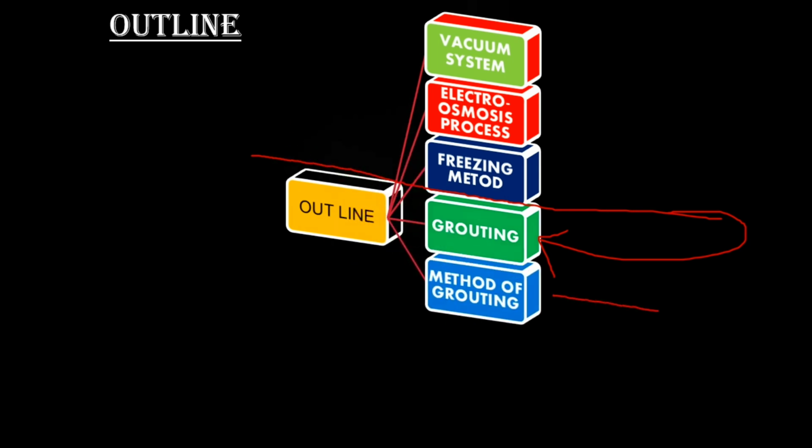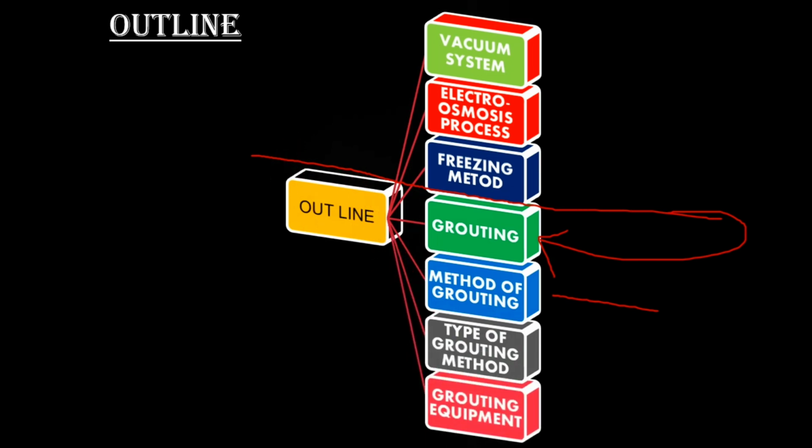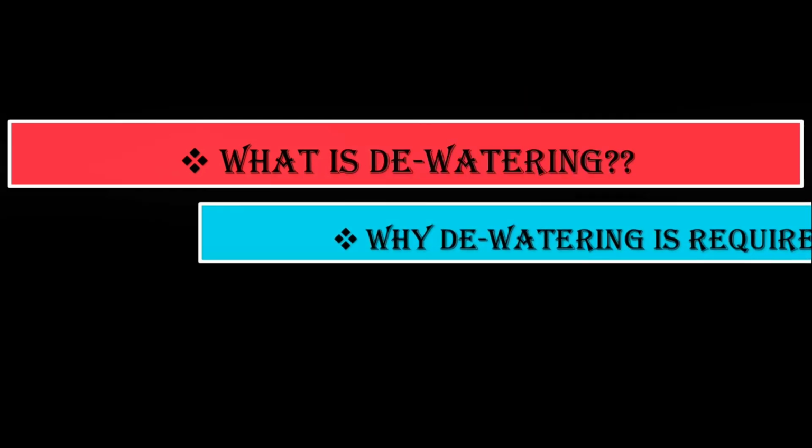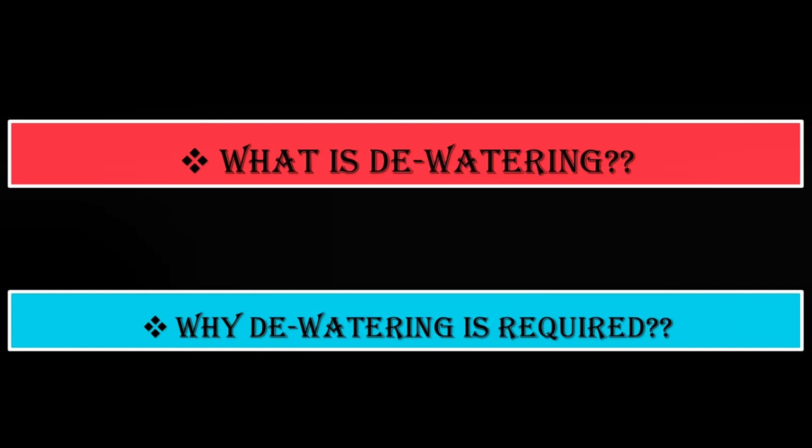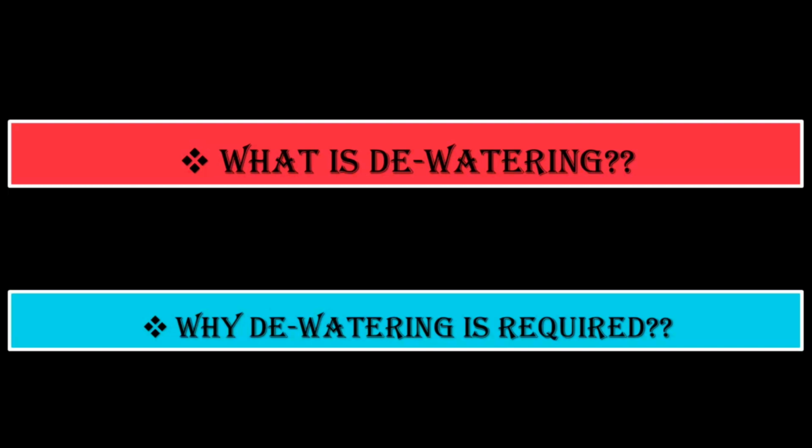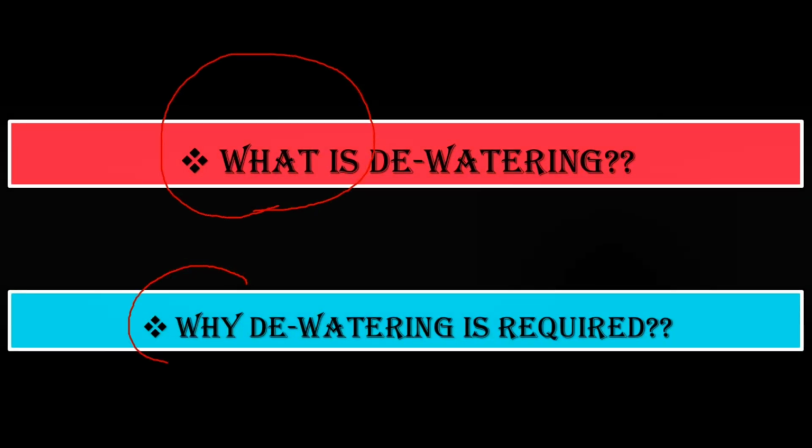So what are the different grouting methods that can be applied during the failure of any of the dewatering systems? And then, the different types of grouting, and what equipment can be used for the grouting process. Okay, so this is the entire outline of our dewatering system, which is also called the control of groundwater system. Now, the first question is, what is the actual meaning of the dewatering system? And the second question is, why do we need the dewatering system? These are the two main questions that will be solved in this lecture.